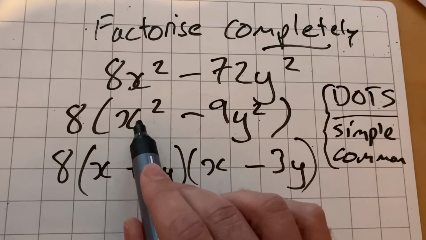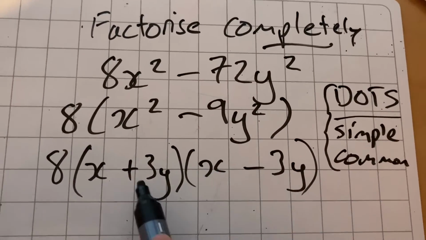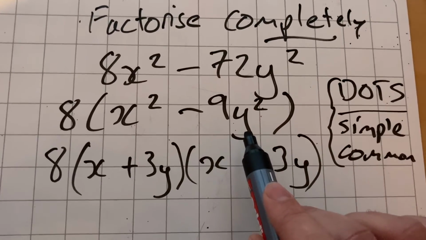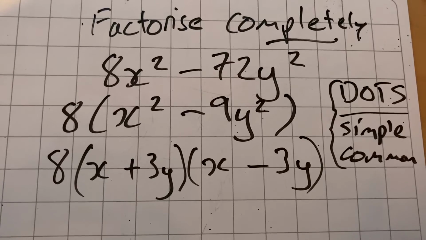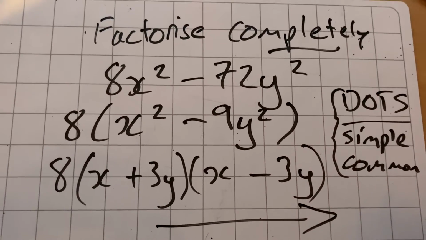And again, check your answer. x times x is x squared. Minus 3xy plus 3xy would cancel. Plus 3y times minus 3y would be minus 9y squared with the 8 on the outside. There we go. That should be at least another 2 marks in an exam question.